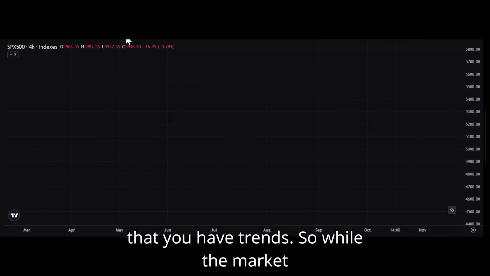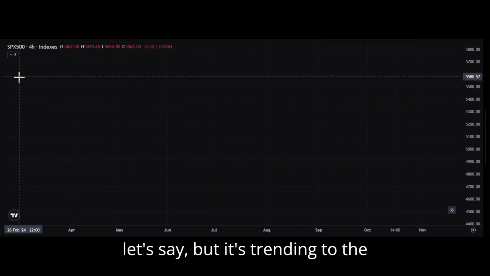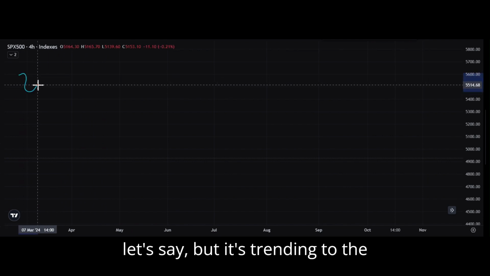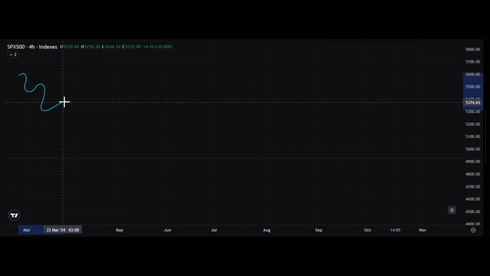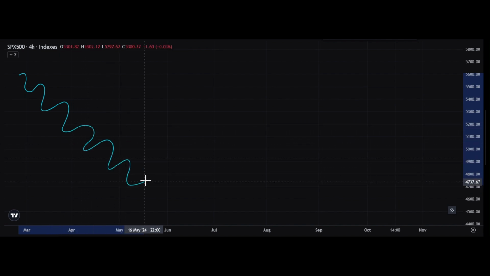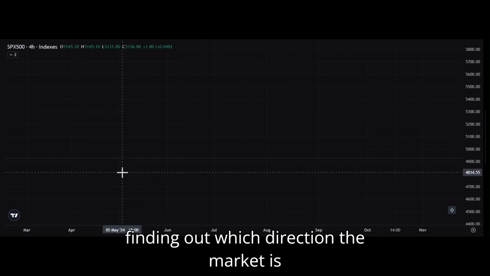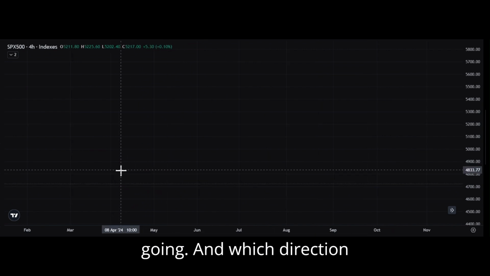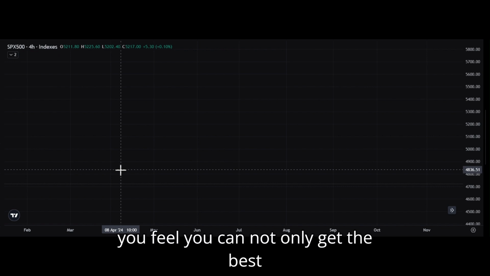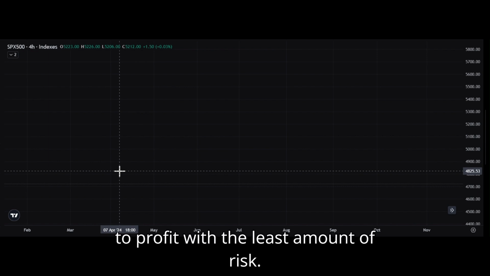And in between that, you have trends. So while the market is doing that, the market is selling off, let's say, but it's trending to the downside, right? Typically, that's how you want to find your position, based on finding out which direction the market is going and which direction you feel you can not only get the best setup, but the best opportunity to profit with the least amount of risk.